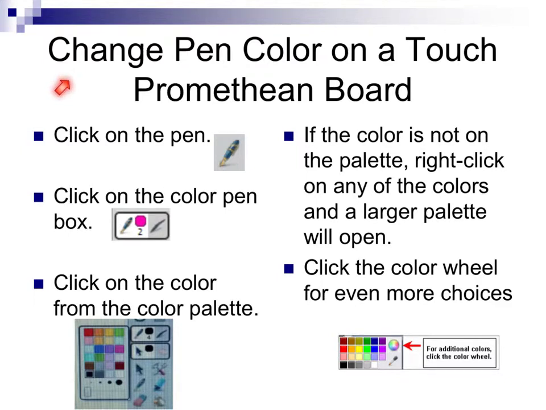How do you change the pen color on a touch Promethean? Mine is a touch Promethean. You click on the pen, then you click the color pen box as indicated in the diagram. You click on the color from the color palette. If the color is not on the palette, click on any color, then right click and a larger palette will open. You can click the color wheel for even more choices, and once you click a choice, it will change whatever color that you have clicked on in this part to the new color that you have chosen.